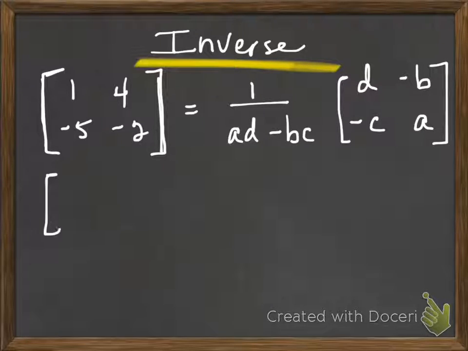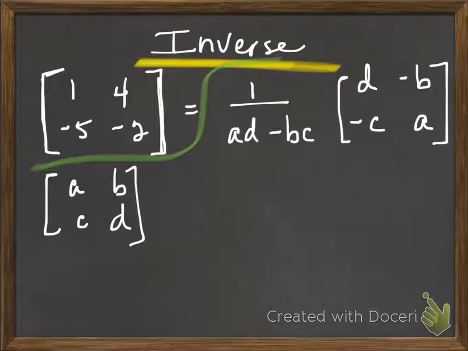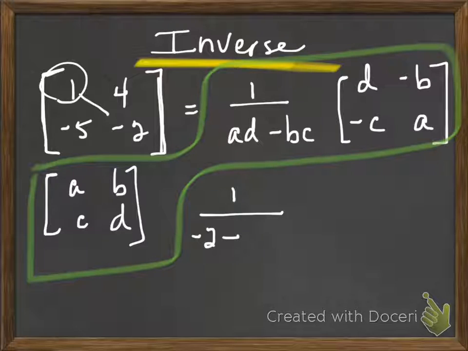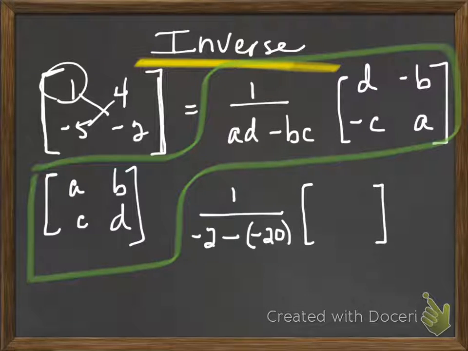And this formula is all based on a general matrix where A and B are in the first row and C and D are in the second row. So this would be your formula. So for the matrix that we have, we'll do 1 over, start in the upper left, 1 times -2 is -2, minus is in the formula, 4 times -5 is -20. Then we'll swap the numbers that are in our A and our D. These are our A and our D spots, so those numbers swap.